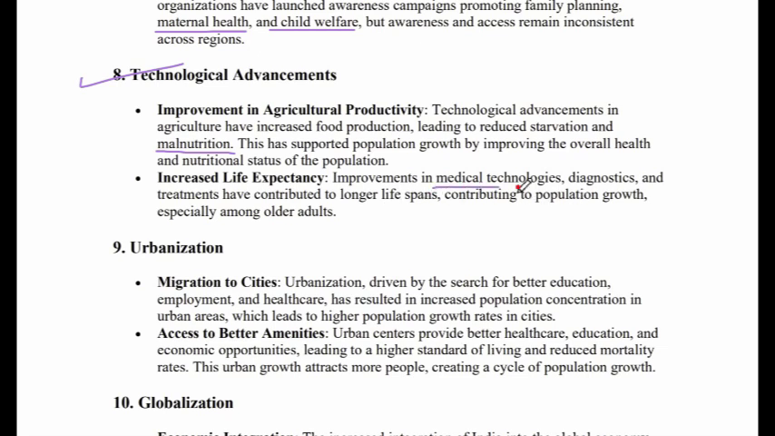Improvement in medical technologies. This has also helped. Medicines have come in, diagnostics have come in, and treatments have contributed to longer lifespans. There are a lot of mohalla clinics and healthcare facilities in villages where people can go for their medical emergencies and medical needs. And this has contributed to population growth, especially among older adults.